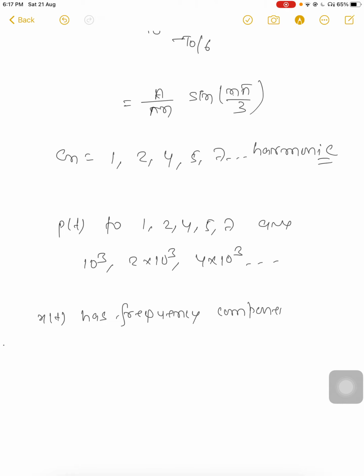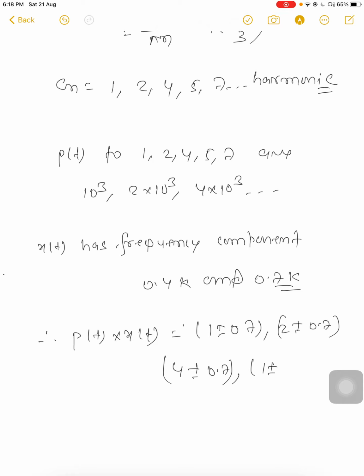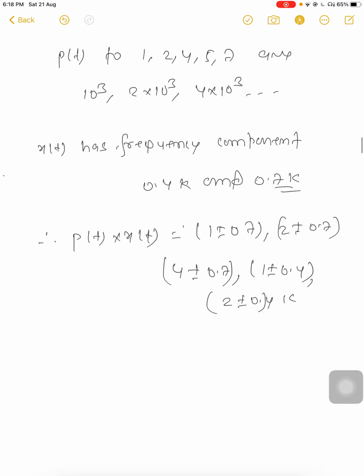So p(t) into x(t), because it is sampled, will have frequencies 1 plus minus 0.7, 2 plus minus 0.7, 4 plus minus 0.7, and 1 plus minus 0.4, 2 plus minus 0.4 kilohertz.